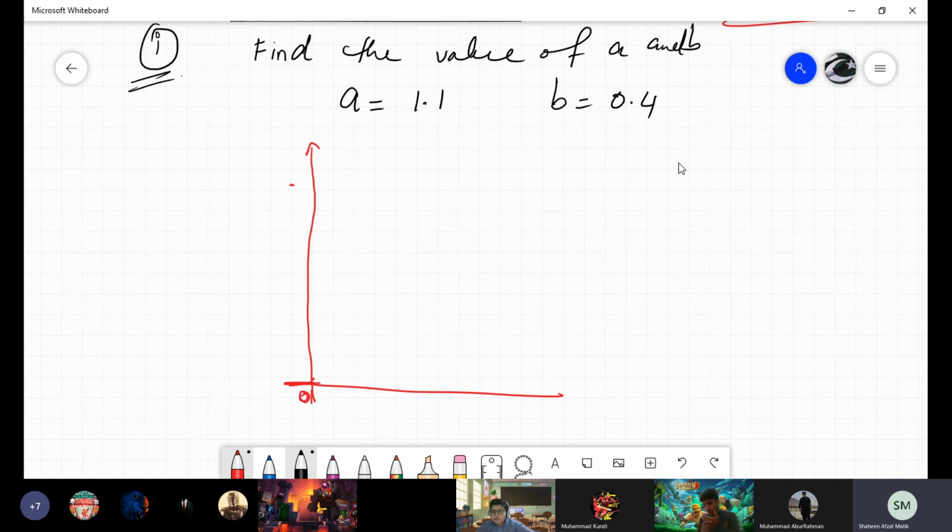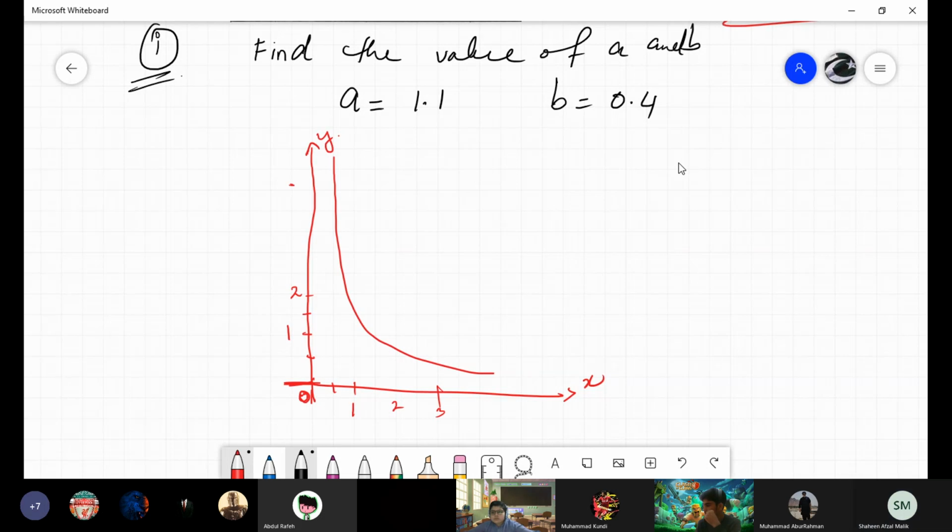Just start from 0, with all the positive x axis and positive y values. Leave one box and then here will be 1. Then again leave one box, here it will be 2. Same thing here, 1, 2, 3. And when you draw the graph curve, it will be curved like an L shape.